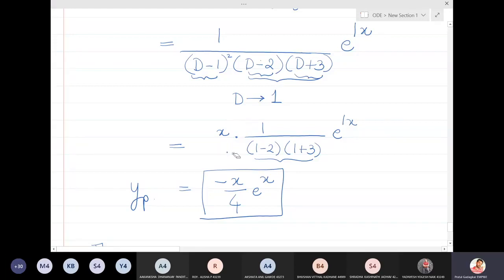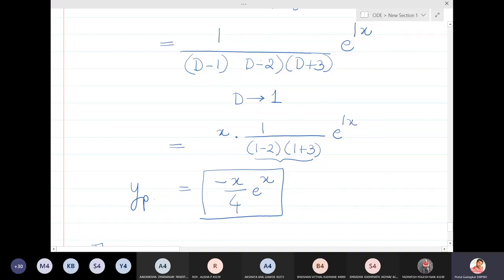If it is coming once, I will multiply it by x^1 upon 1 factorial, which means x. If it is coming thrice, I will multiply it by x cube upon 3 factorial. And everywhere else where there is no problem, I will directly put D equal to a. Is it clear to you now?